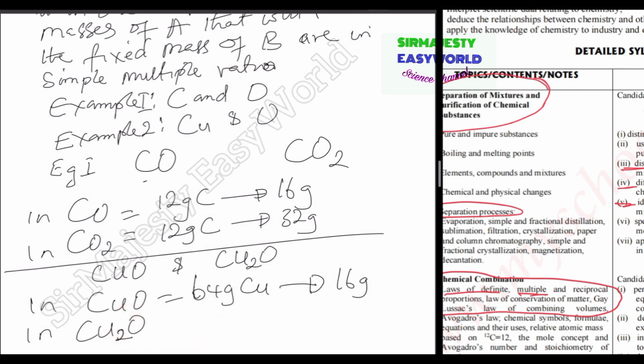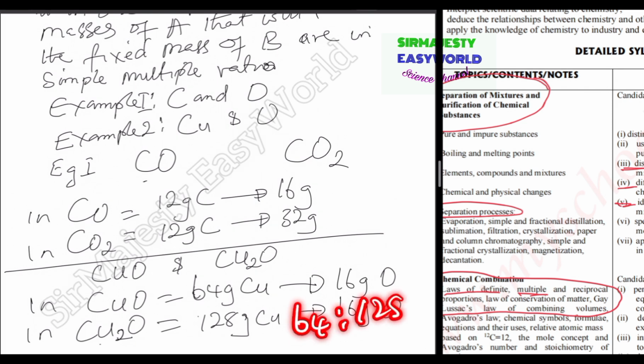Now we move on. If we continue this, what do we have? We now have 64 times 2, 128 grams of copper still combined with 16 grams of what? Oxygen. You see, 16 is now fixed. What is varying? Copper. And if you look at the ratio, 64 and 128, 64 is to 128 is still in the simple multiple ratio of 1 is to 2. So if you multiply 64 by 2, you get 128. So that is it for the law of what?